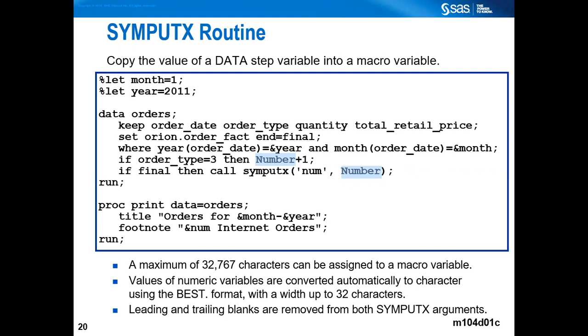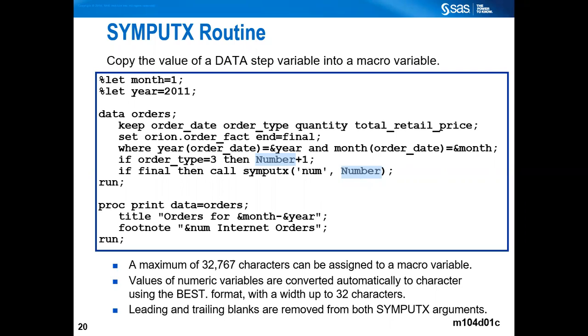If final, then call will be on the next line, right? If final, then call symputx. It is not a conditional, or an assignment statement and expression. You are just simply telling SAS that if it is the last observation, then call symputx. Final is the end of the file marker. So if it is the last observation, then create a macro variable with the call symputx routine, which is num, coming from the data step variable number.